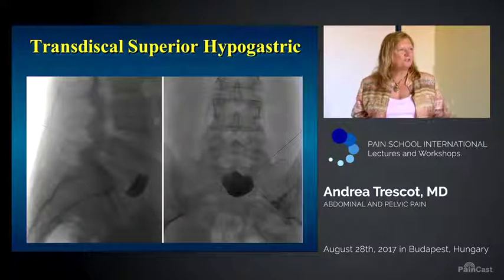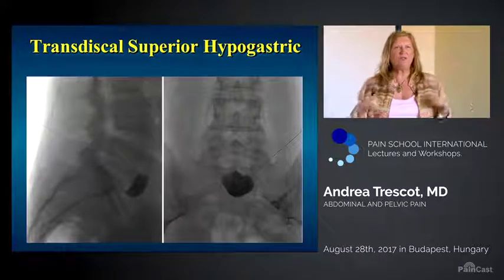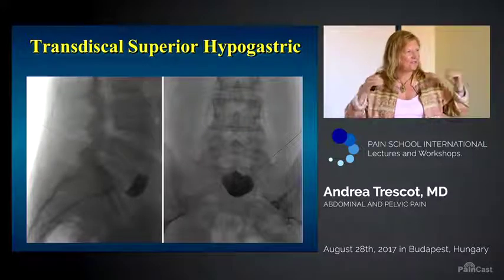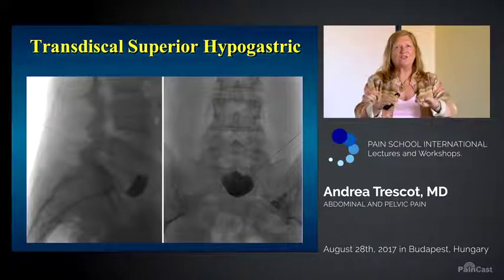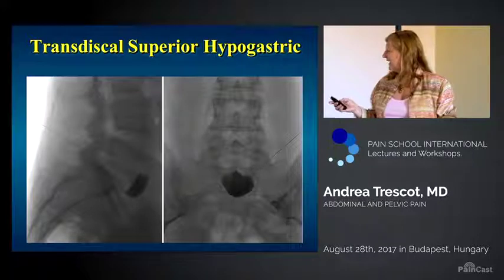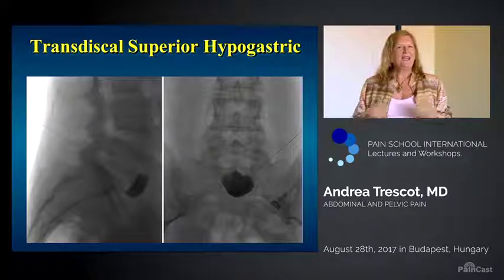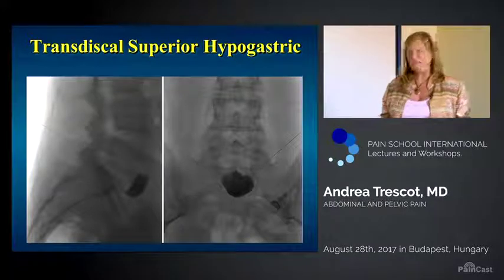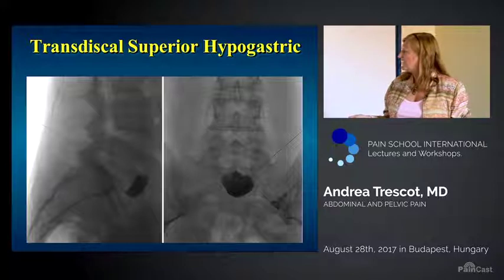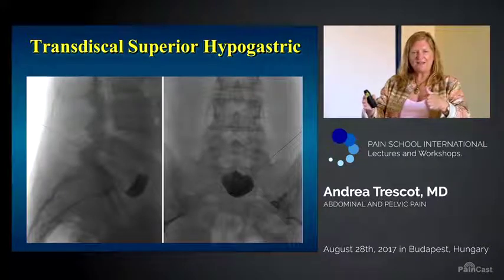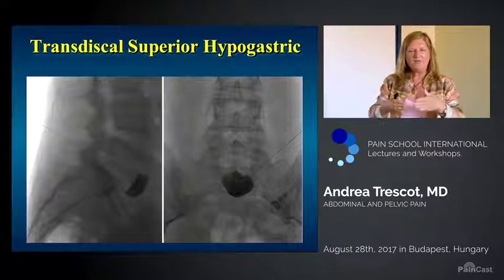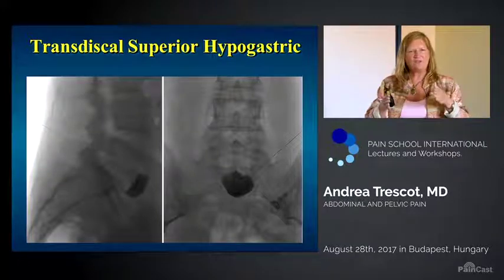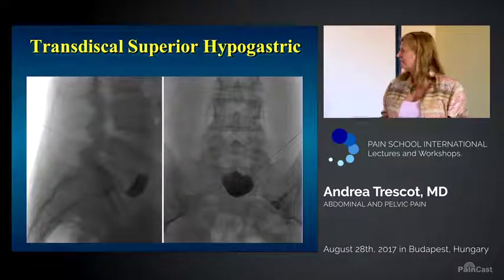What was fun was the recognition that we could struggle with the standard superior hypogastric injection, or you could just go straight through the disc and you'd be right there. And so the transdiscal approach has made this procedure so much easier, with the recognition that you want to stay on the far side of the disc. You're trying not to enter into the nucleus pulposus itself, but rather just staying right along the edges.